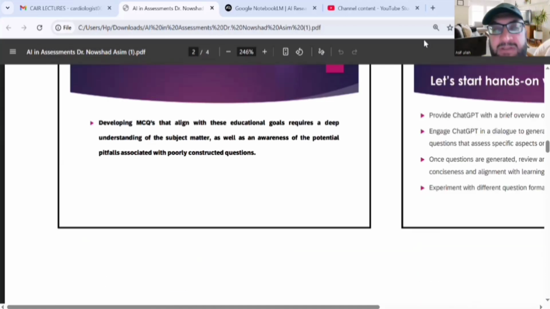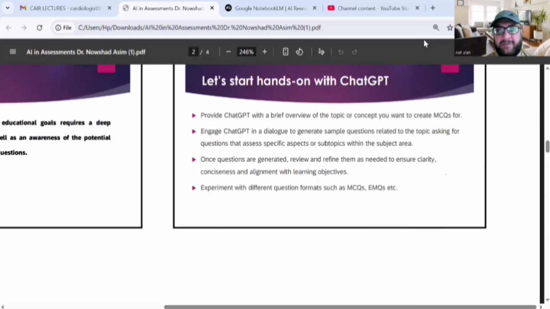Developing MCQs that align with the educational goal requires a deep understanding of subject matter, as well as awareness of the potential pitfalls associated with poorly constructed MCQs. So if we give one prompt into ChatGPT, it will start doing the work for us.